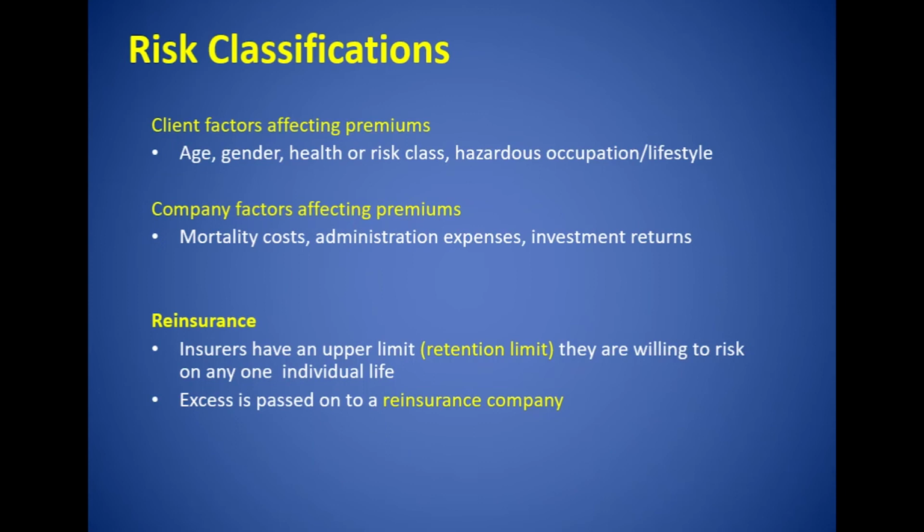Okay, so let us now move on to some of the factors that are going to impact how much you're being charged. You may recall a discussion that premiums for life insurance are based on 3 factors: the mortality costs, the admin expenses that a company has, and investment returns. These really are company factors that will affect the premiums that the company charges. So their view of mortality costs, what their current admin expenses are, and their investment returns. Those are going to obviously impact how much you are going to be charged.